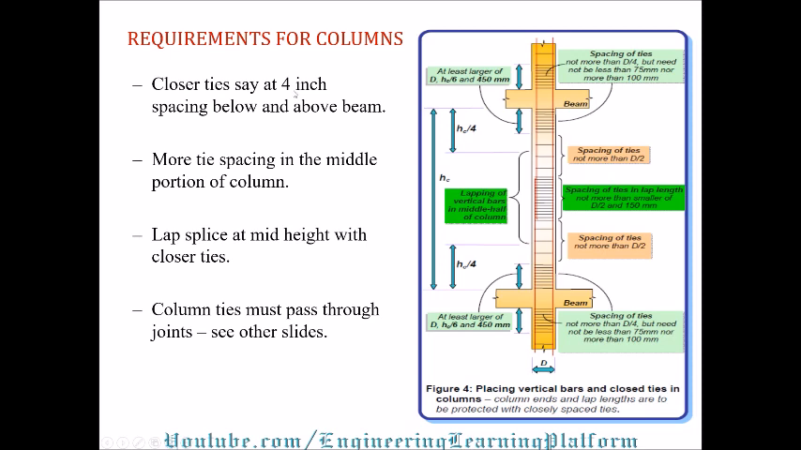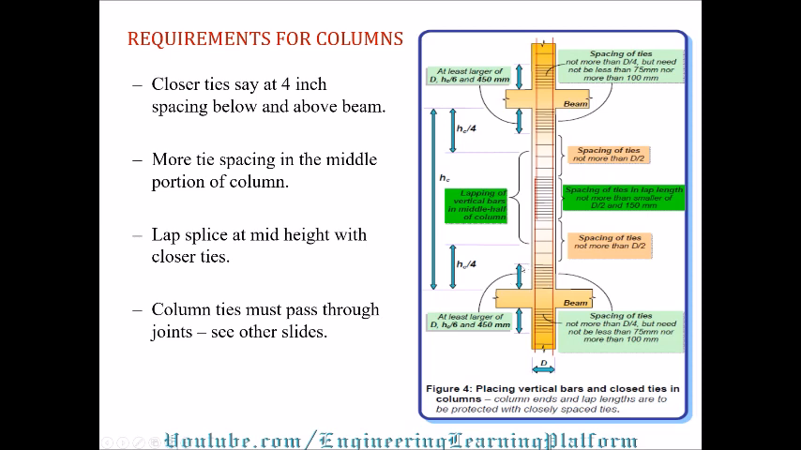Closer ties, let's say 4-inch spacing above and below the beam. More tie spacing in the middle portion of the column. In the middle portion of the column, if there is no lap in the bar, then we can provide higher spacing. But if there is lapping of vertical bars, then we have to space the ties not more than D by 2, where D is the dimension of the column in this plane, and 150 millimeters.